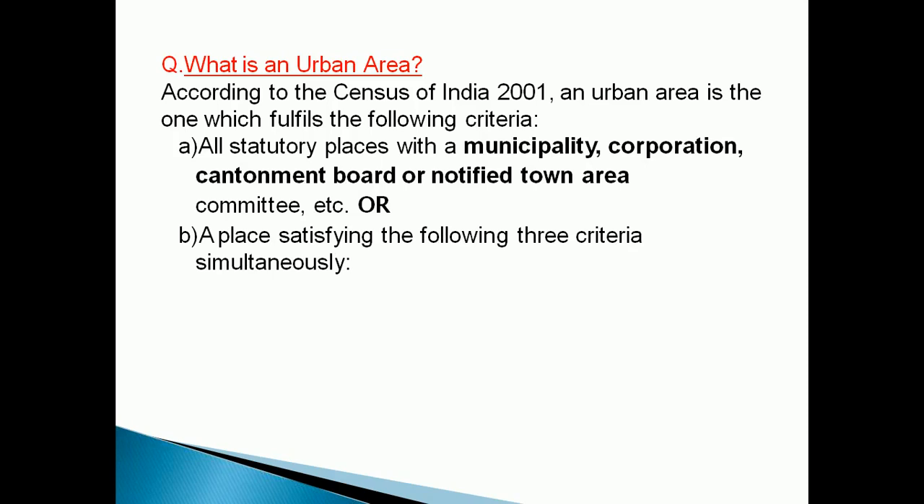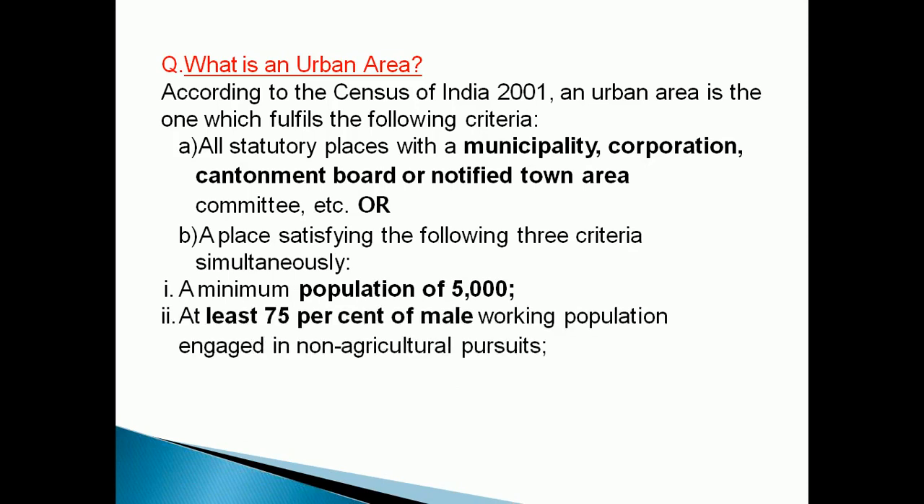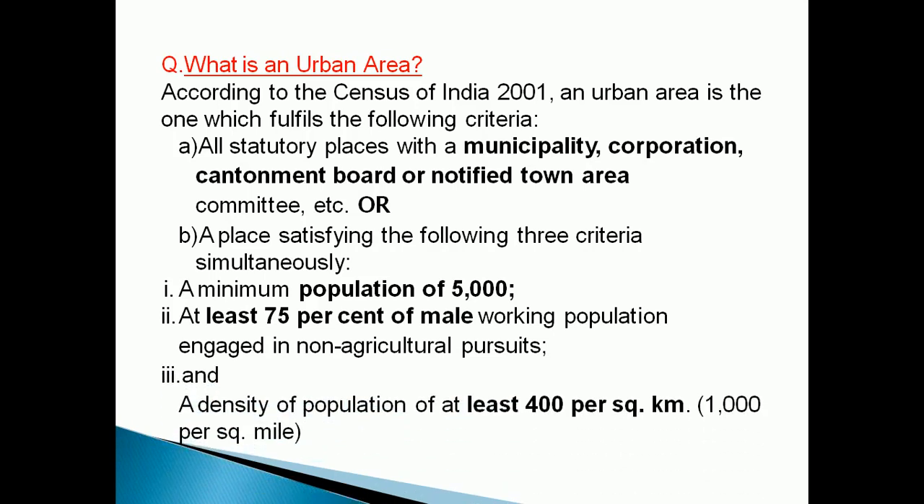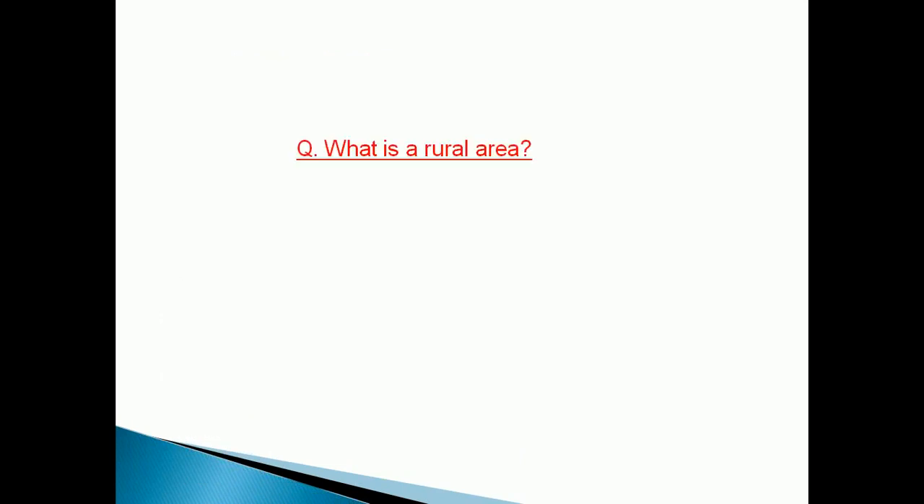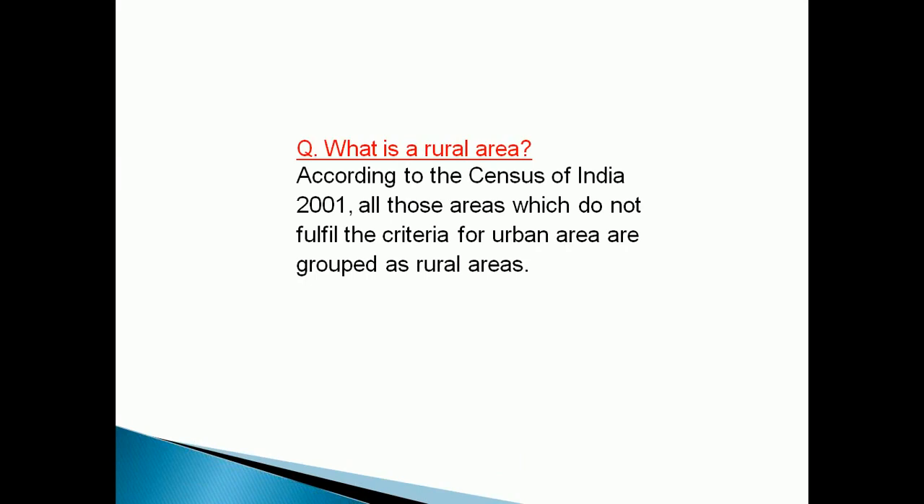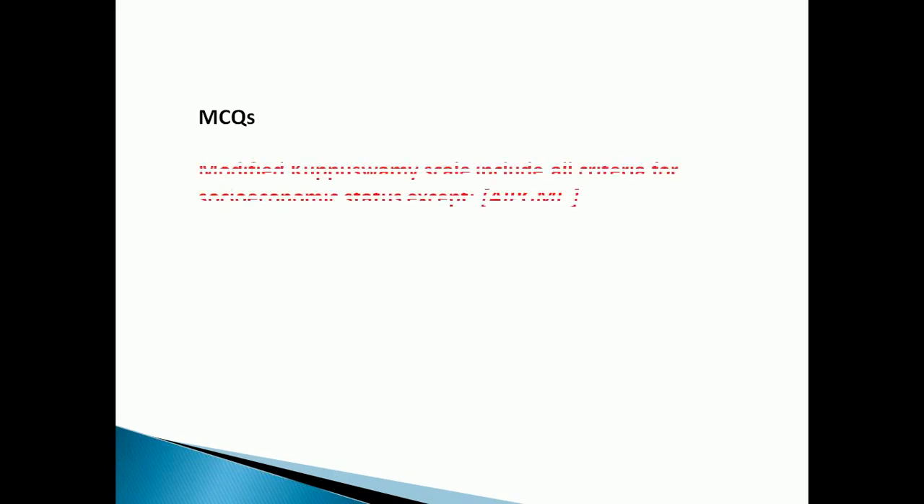Or a place satisfying the following three criteria belongs to urban area: a minimum population of 5,000, at least 75 percent of the male working population engaged in non-agricultural work, and a density of population of at least 400 per square kilometer. So what is a rural area? Those areas that do not belong to urban area are called rural area. So I will ask you some MCQs also, which come in your examinations.